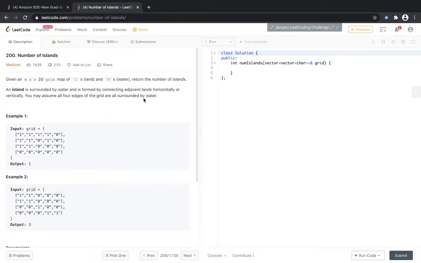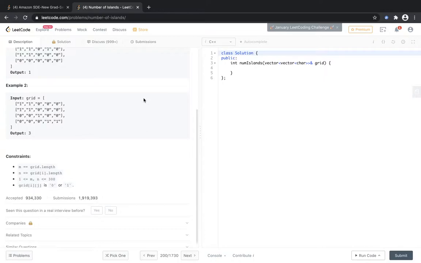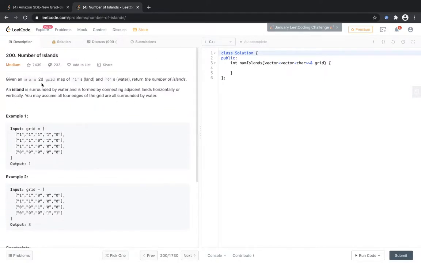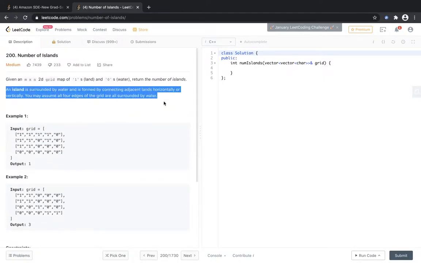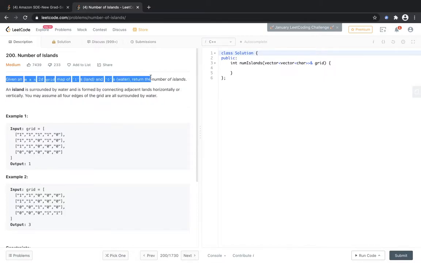Okay, I started reading from here. Obviously, I did not read the first line, which is where the question starts. Always read from the first line. Given an m into n 2D grid map of ones and zeros, 0 is water, 1 is land, return the number of islands. And what is an island?